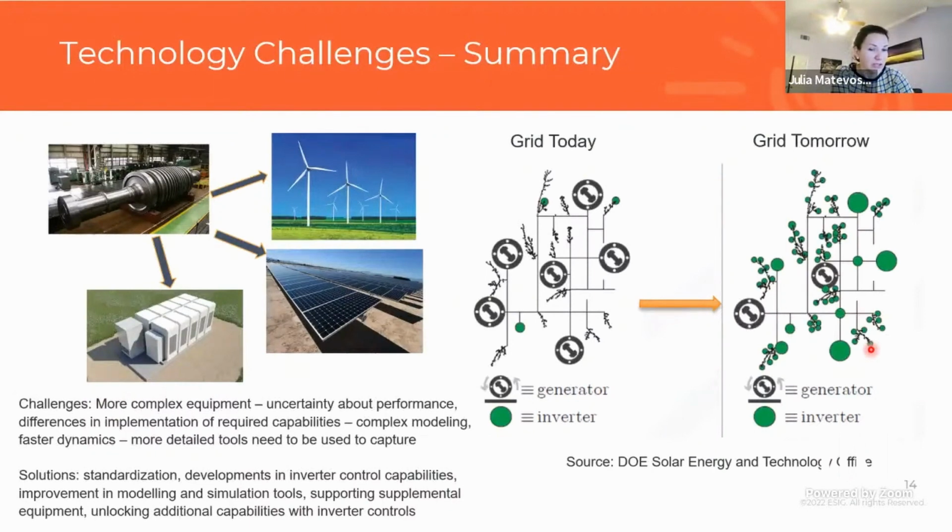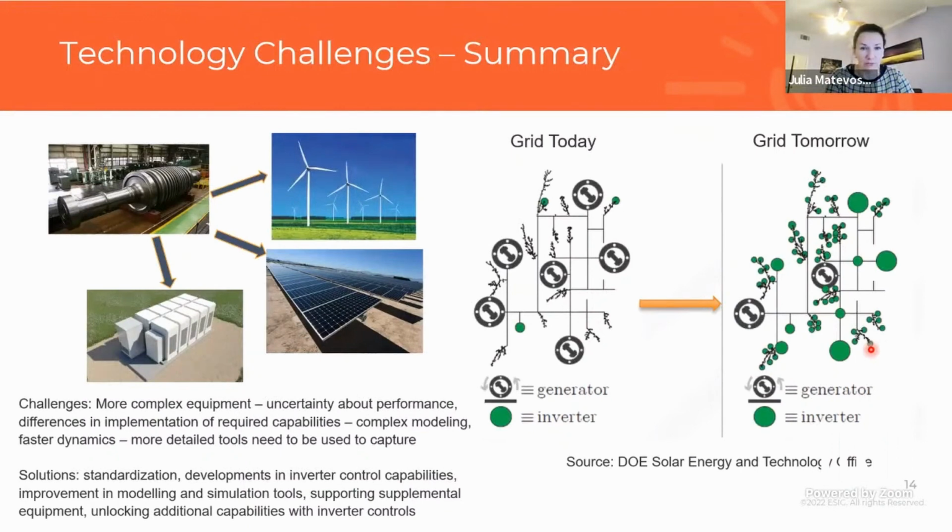The solutions are standardization of interconnection requirements. I think Europe is much more ahead of the US in that regard, with more harmonized interconnection requirements for generators, but still those requirements somewhat vary on national levels. We need further development of inverter control capabilities, improvement in modeling and simulation tools, and supporting supplemental equipment. So there are ways to have transmission-level equipment that provides support, and it's not necessarily a synchronous generator, but there are other pieces of equipment that can provide support as well. And also unlocking additional capabilities with inverter controls.